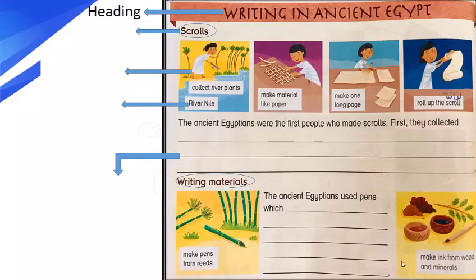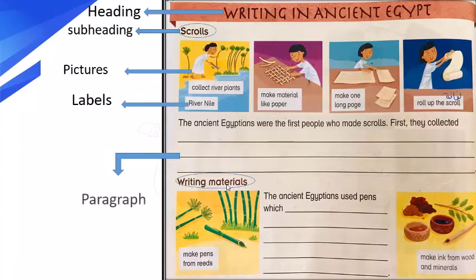Writing in ancient Egypt is the heading, of course, the heading. Here we have scrolls and writing materials as subheadings. After that, we have some pictures and photos. Inside each picture, we have some labels. After that, we will have our paragraphs or texts. Good job.